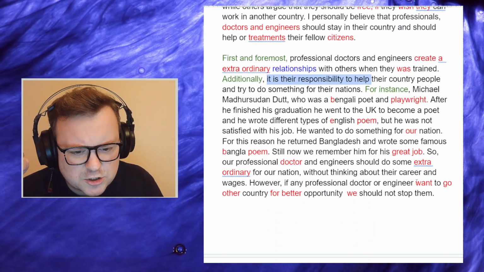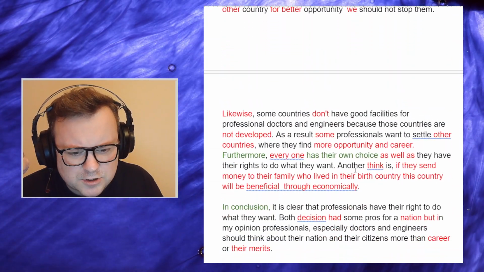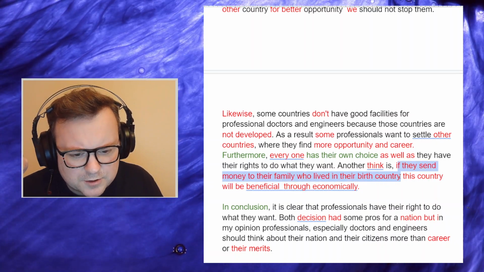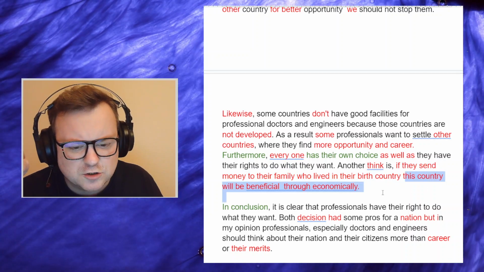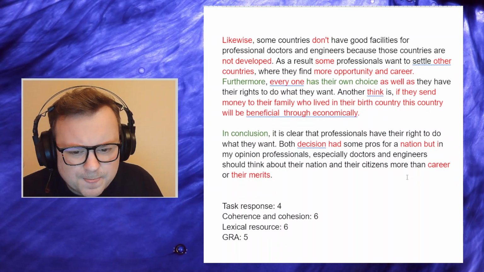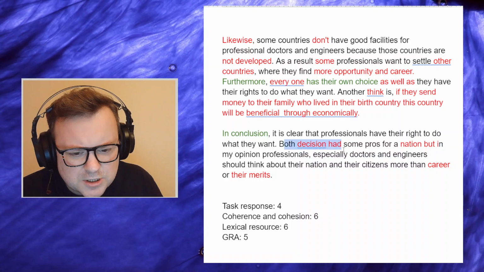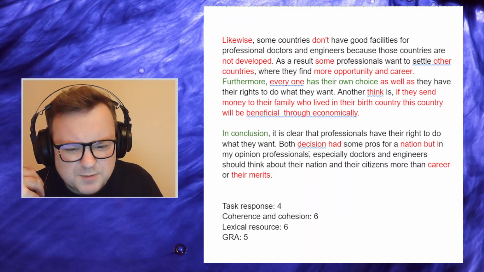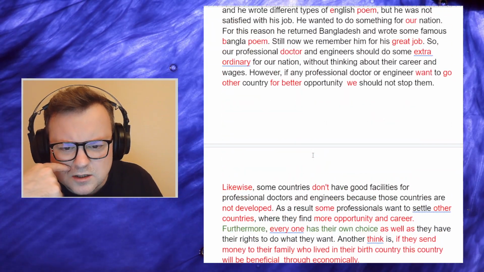There were some conditionals in there, not accurately used. If they send money to their family who lived in their birth country, this country would be beneficial. So that's a complex sentence type, but not accurate. Both decision had some pros and cons, especially doctors and engineers should think about their nation. Bit of a run-off sentence, but that's okay.